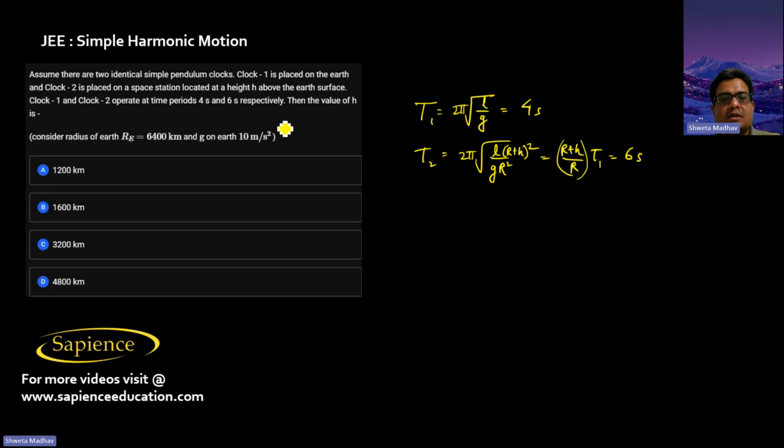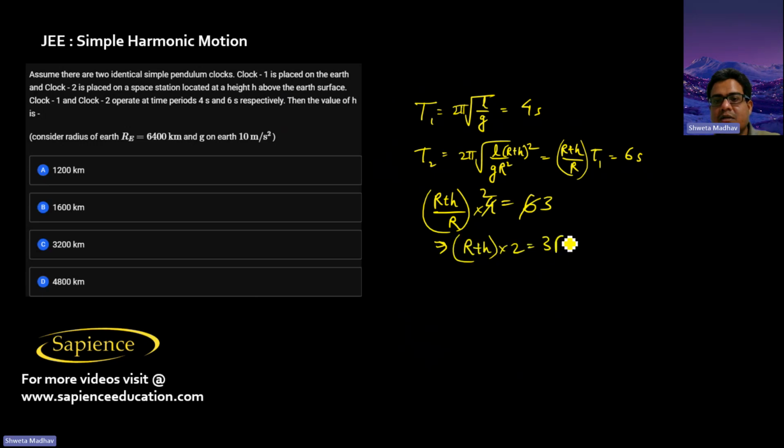So then H will be how much? We can see that R plus H by R into 4 is equal to 6. So 4 by 2... 6 by 4 is 3 by 2. So I can say R plus H into 2 is equal to 3R. So therefore 2R plus 2H is equal to 3R. So 2H is equal to R. So H is equal to R by 2.